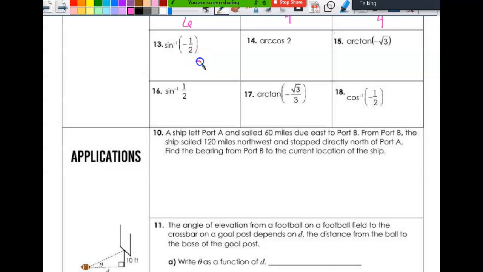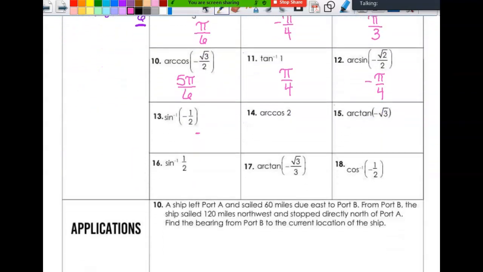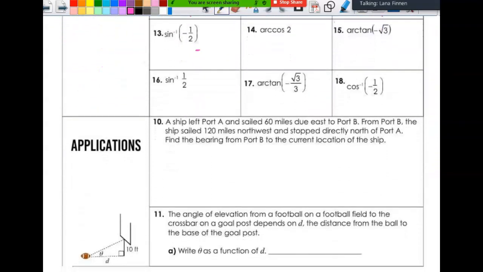Negative 11 pi over 6. Negative 11 pi over 6 actually puts me in the first quadrant, if you think about it, because you go all the way around. Can't be 11 pi over 6, because for sine you have to be between negative pi halves and pi halves. Yes, the sine of 11 pi over 6 is negative 1/2, but the sine inverse of negative 1/2 has only one right answer. What would that be? Negative what?